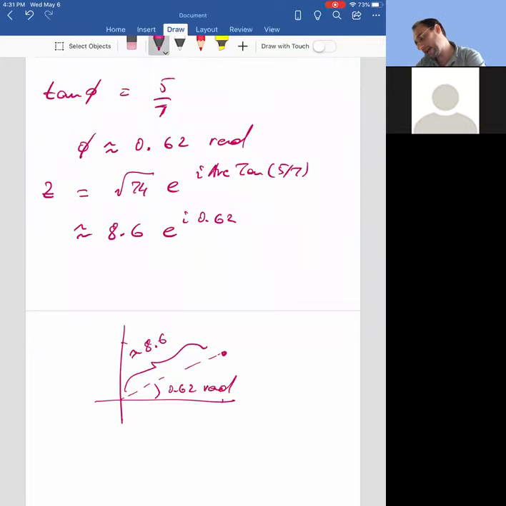Let's see if it makes sense. Well, 90 degrees is pi over 2, that's about 1.5 radians. So 45 degrees is about 0.75 radians, and this is less than 45 degrees. Yes, so this is right. So this is real z, and this is imaginary z. And this is sometimes called the z-plane.